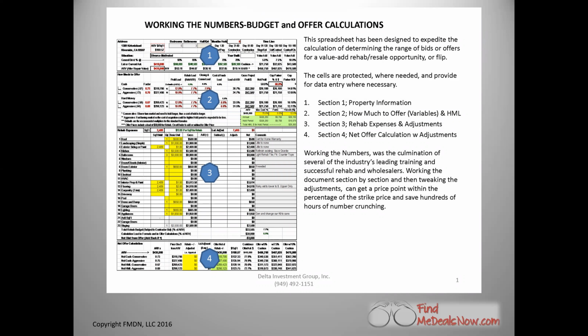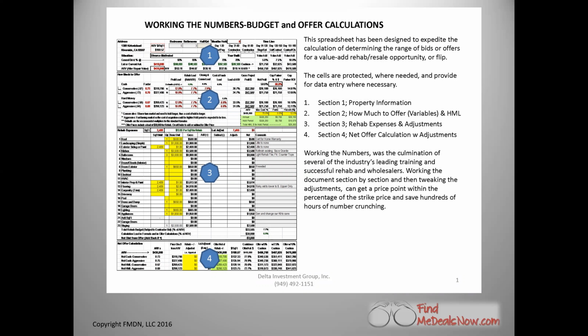This is page 1 of the actual hard copy of the, I guess you would call it, the instruction sheet. Real simple. It's broken down into 4 sections. Section 1, as it says on the right, is the property information. We are going to go live and you're going to see all this stuff hotkeyed and interactive. Section number 2 is how much to offer, variables. HML is hard money lending, private funds, bank, whatever your funding source is. We just happen to designate it as HML.